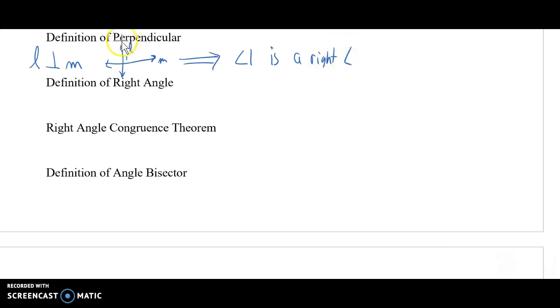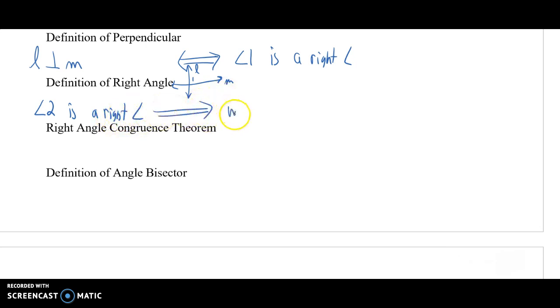So what I'm going to do is include this drawing right in the middle. So if angle 1 is a right angle, we have this drawing. That means that L must be perpendicular to M. This is another one of those definitions that's going to be a biconditional. Next one, definition of a right angle. So if angle 2 is a right angle, that means that the measure of angle 2 is equal to 90 degrees. Another definition, if I told you that the measure of angle 2 is equal to 90 degrees, then that means that angle 2 must be a right angle.